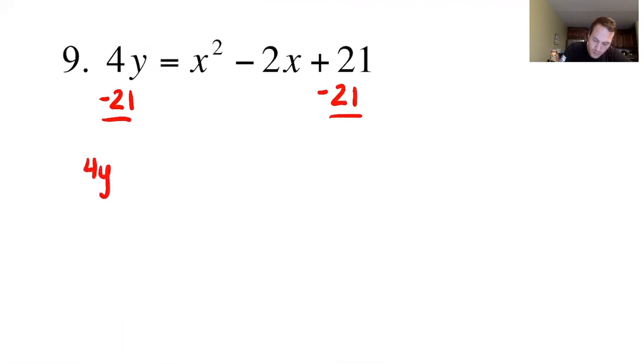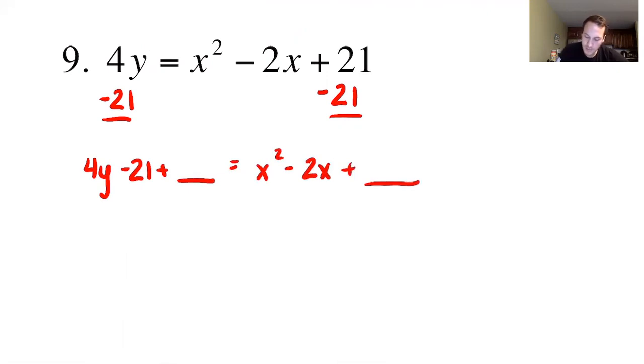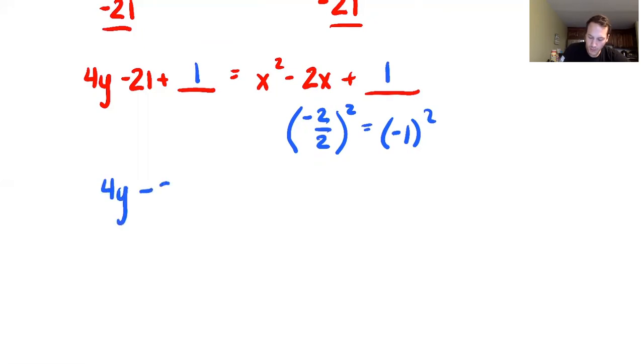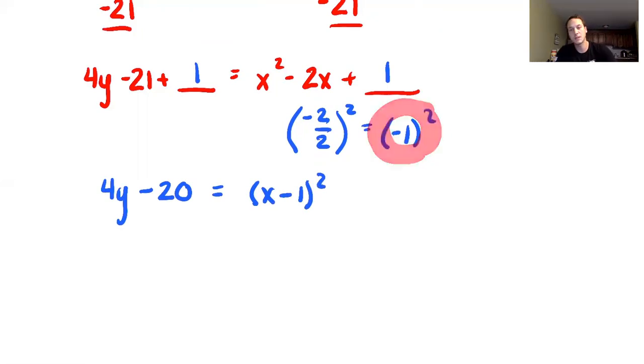Now you have 4y minus 21 plus blank is equal to x squared minus 2x plus blank. How do I fill in that blank spot? Negative 2 over 2 squared, that's negative 1 squared, which is 1. 4y minus 20 is equal to x minus 1 squared. Remember, there's a reason that I do this, ladies and gentlemen. That was in yesterday's video.